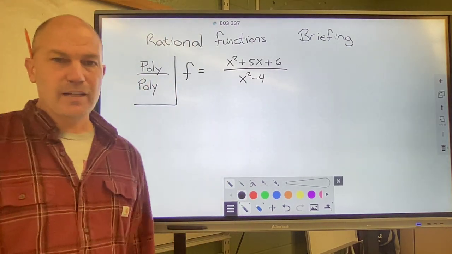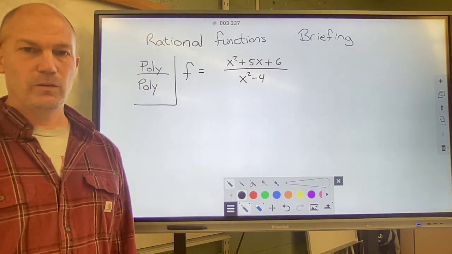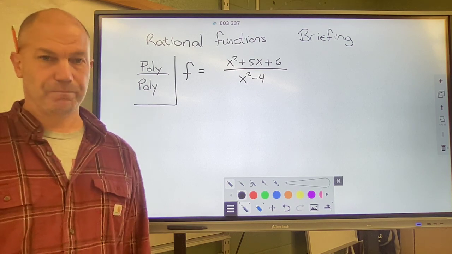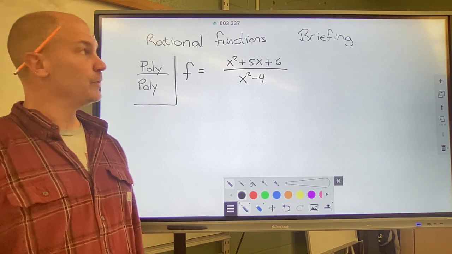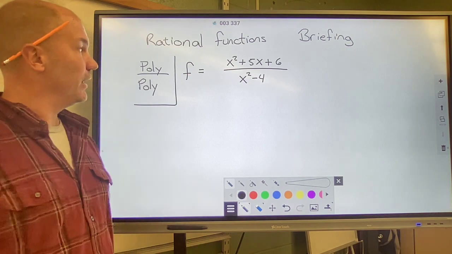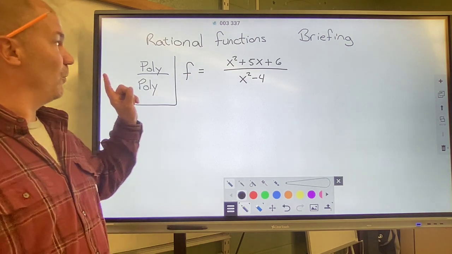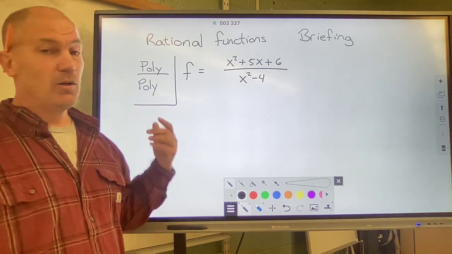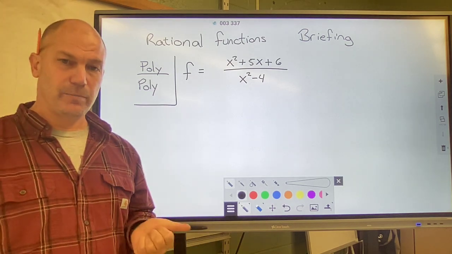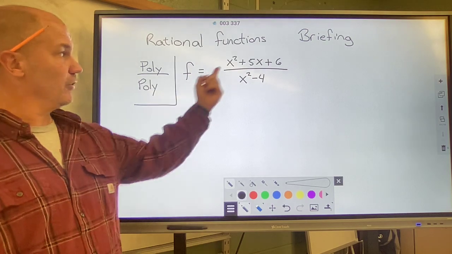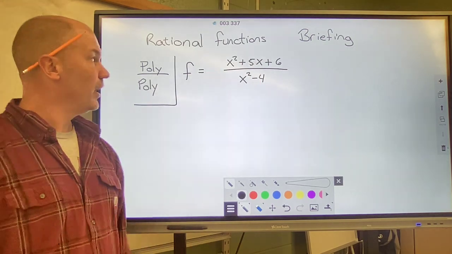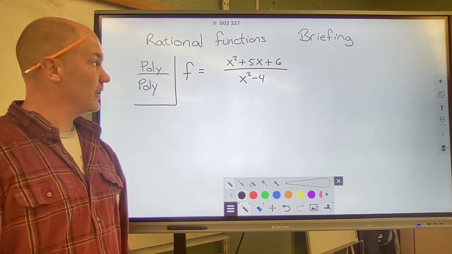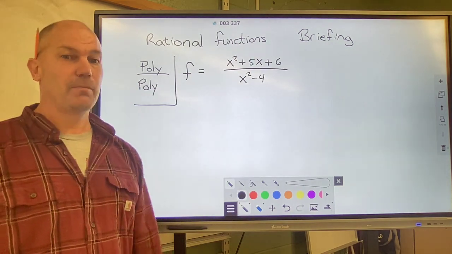So this next section that we are going to be working on in pre-calculus is rational functions. So what we are going to be doing is learning all about what happens when we have a polynomial divided by a polynomial. We should be able to recognize what a polynomial is. We know that these are two quadratic polynomials. That means the numerator is going to be smooth and continuous. Same thing with the denominator.